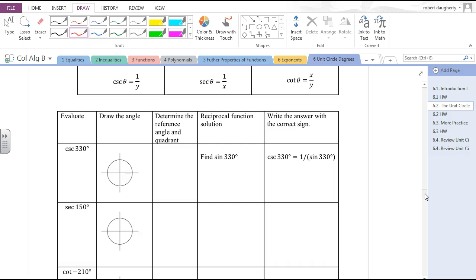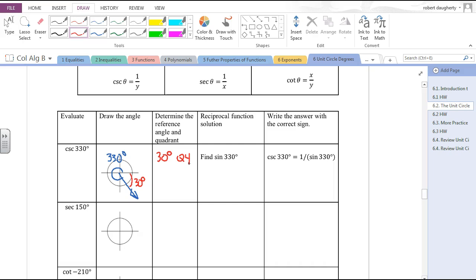Now we're going to mix it up a little bit and deal with the reciprocal functions. The cosecant of 330. Okay, so the first step is still find the angle. So the angle 330 is going to be right here. Okay, so if that's 330, what is this central angle right here? It's 30 degrees because 330 plus 30 is 360. So a 30 degree angle, and which quadrant? Quadrant 4.